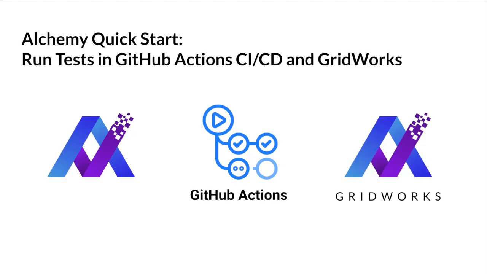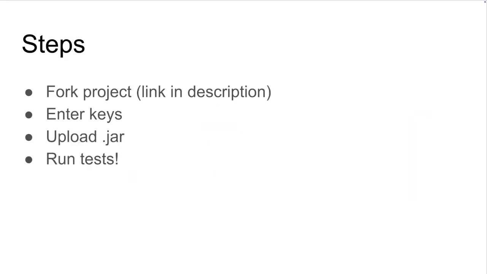In this Alchemy Quick Start, we'll show you how to take your Alchemy Execution Package and run your tests in a GitHub action in your CI/CD pipeline against a Selenium grid in the cloud running in Alchemy GridWorks. There are just a few configuration steps we need to take.